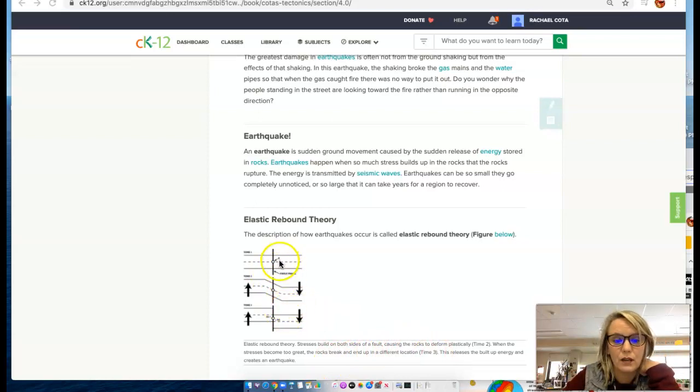So this is kind of showing that. You've got a road here at normal. Over time, this plate is moving this way, this plate is moving this way. Eventually that stress is going to buckle, and you are going to end up with half of a street over here and half of a street over here. Not a big deal unless your house happens to be right there.